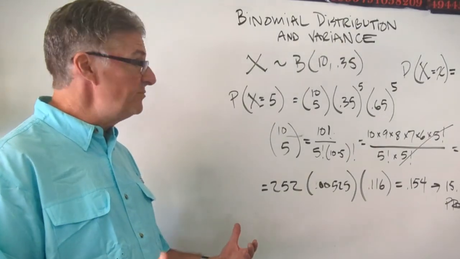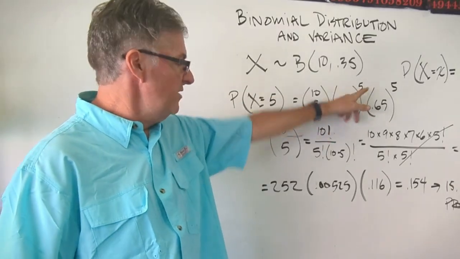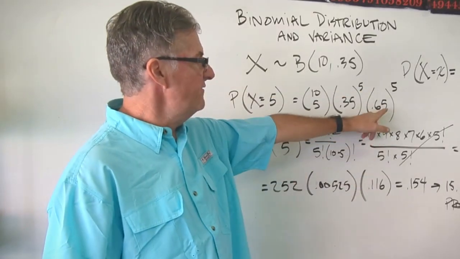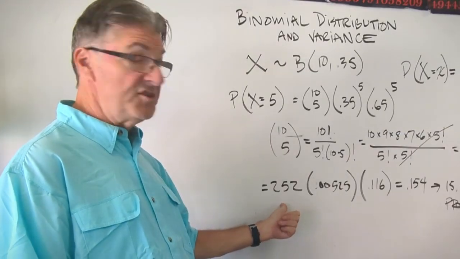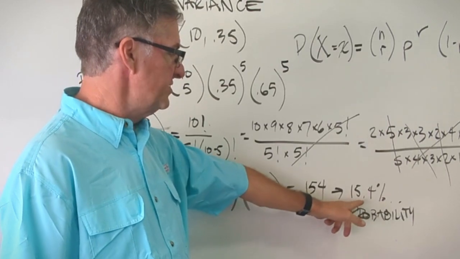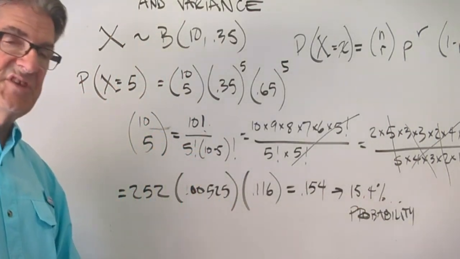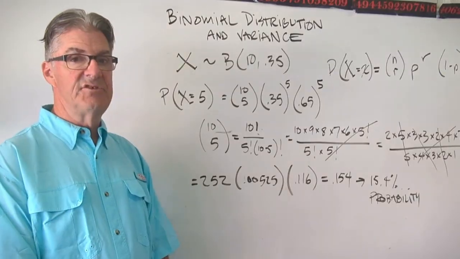The rest is pretty simple. What I did is I got my calculator out. I figured out what 0.35 was to the 5th, put that there. And I did the same for 0.65 to the 5th, put that there. Multiplied it by 252, our combinatorics term. You run that through the calculator, you get 0.154, which is a 15.4% probability of getting 5 successes in 10 trials.